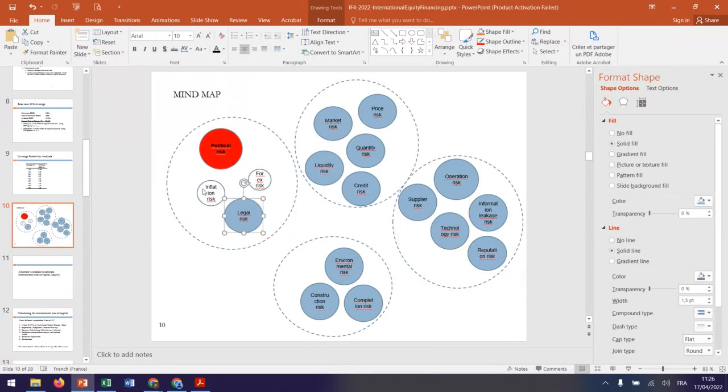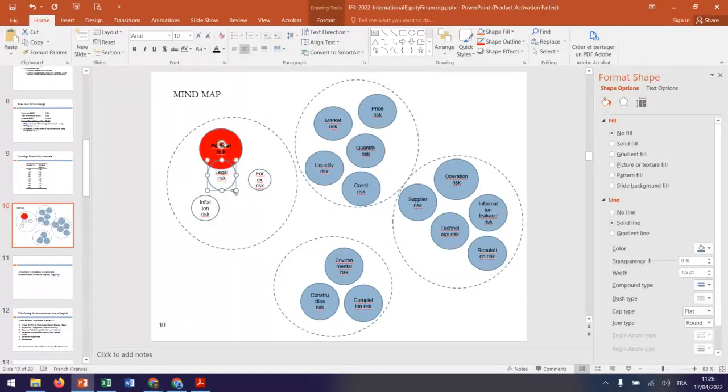The legal risk, I would say that probably is very much part of this already, right? Part of political risk already. So I would probably take some color, but not that big. Oops, no.